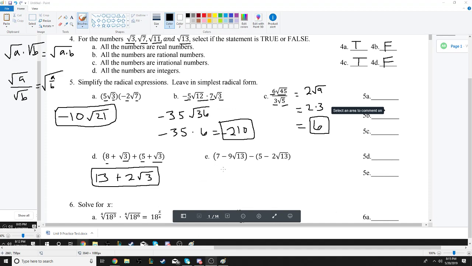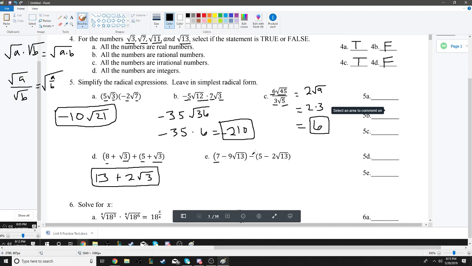Alright, next part. So we got a 7. We're going to distribute this negative first, though. So negative times 5 is negative 5. Negative times a negative is a positive 2 root 13. And we've got 7 minus 9 root 13. So 7 minus 5 gives you 2. Negative 9 root 13 plus 2 root 13 is negative 7 root 13.